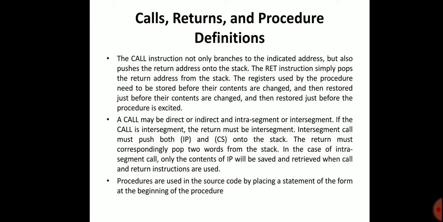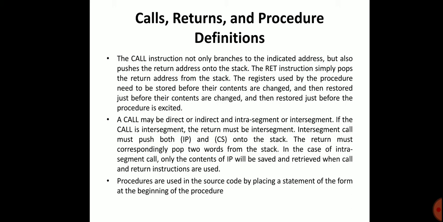A call may be direct or indirect, and intra-segment or inter-segment. If the call is inter-segment, the return must be inter-segment. The inter-segment call must push both IP and CS on the stack. The return must correspondingly pop two words from the stack. In the case of an intra-segment call, only the content of IP will be saved and retrieved when the call and return instructions are used.